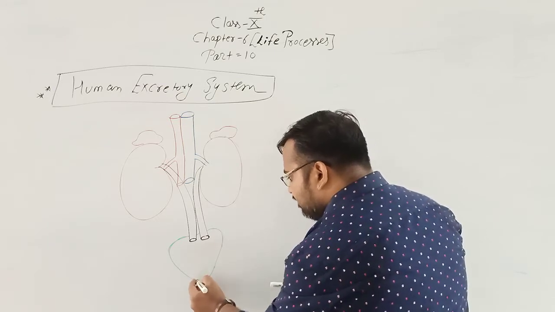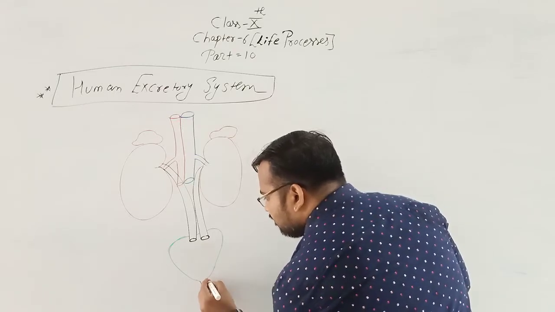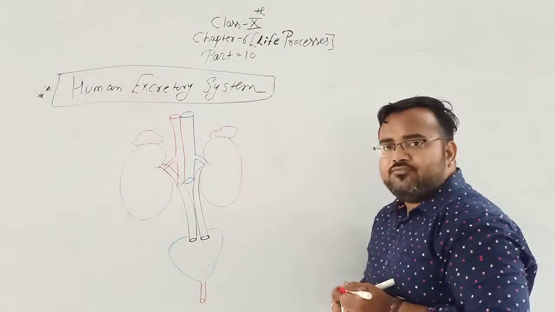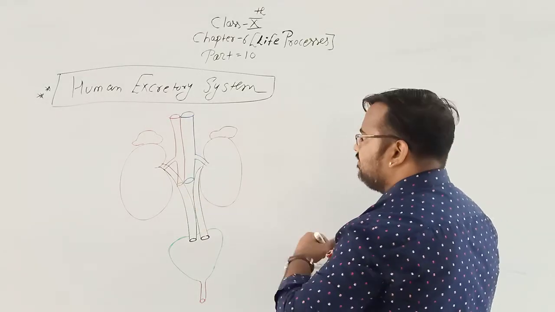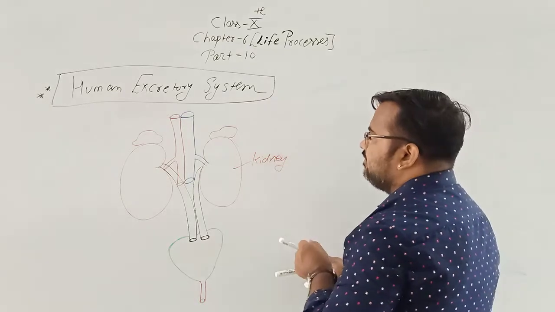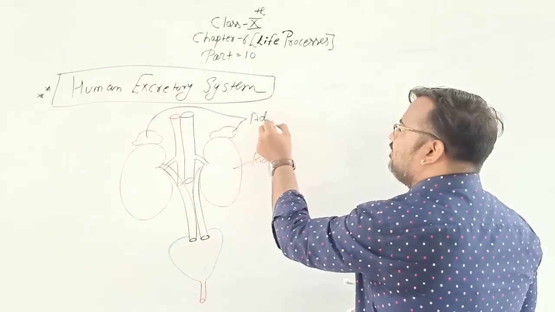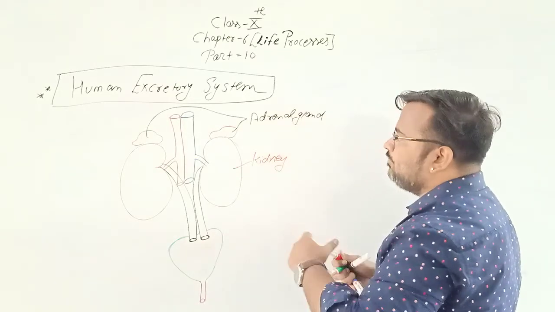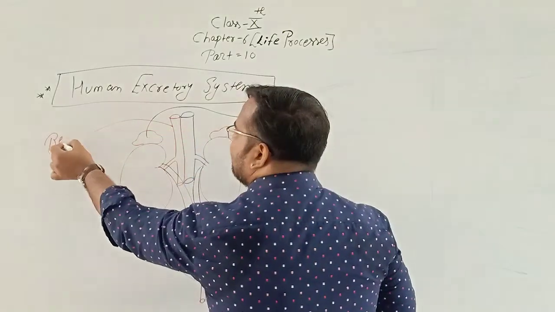And finally, now see, this is the diagram for the human excretory system. First, let me label the diagram. This is the kidney. Now these two cap-like structures are known as adrenal glands. Now this pipeline or tube-like structure is known as renal artery.